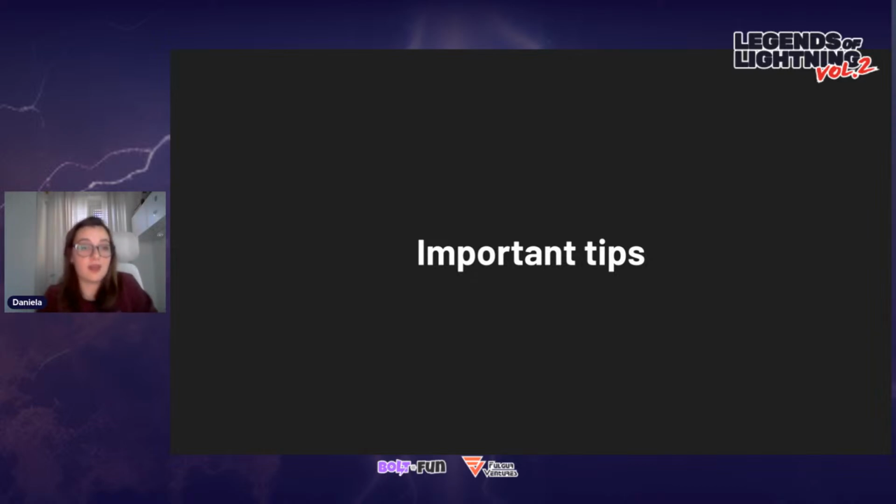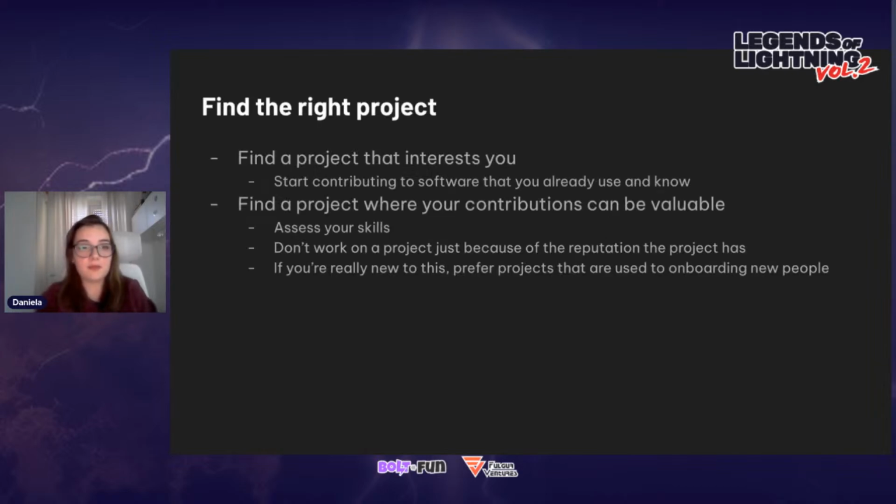I wanted to give a few tips on how to get started, but also tips that might be helpful if you've been working on open source for a while, especially as a grantee. First of all, you need to find the right project. And this means a project that interests you. One really good way of starting out is just contributing to projects that you already use and know. So if you're already a user of Bitcoin Core and you already know how Bitcoin Core works, then it might be a good idea to work on Bitcoin Core or other wallets, for example.